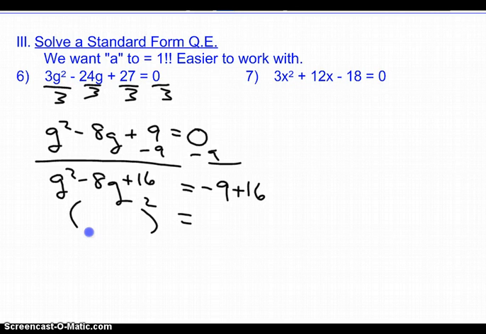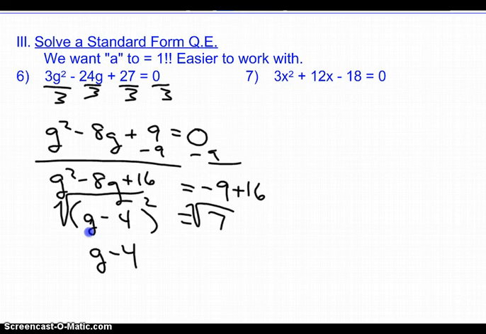So then we need to add negative 9 and 16, which gives us 7. And for the other one, it's g minus 4. Good. So now what do we do to both sides? So we have g minus 4 equals plus or minus the square root of 7, which is approximately plus or minus 2.6, is what we found in the last class.